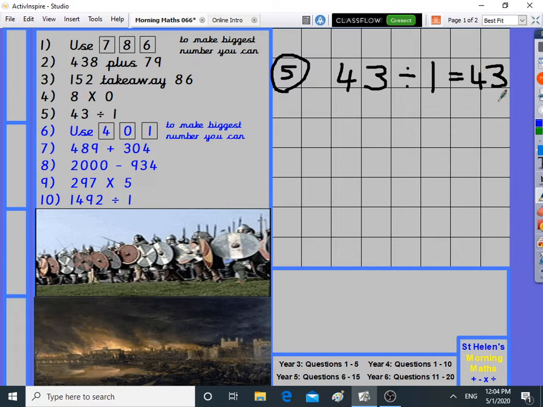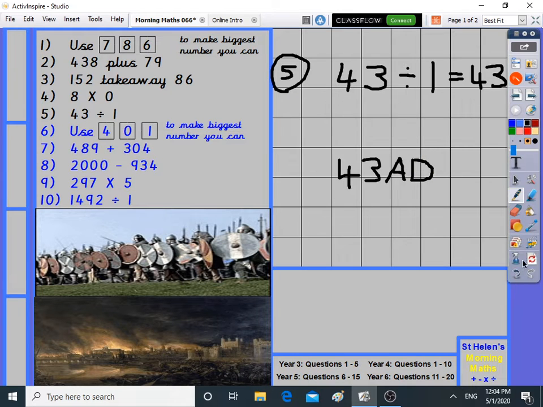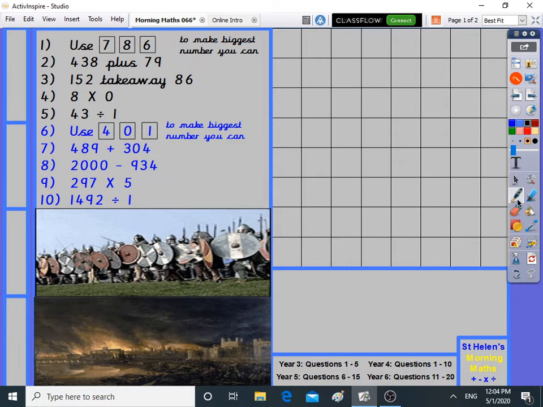I wonder if anyone knows what happened in the year 43 AD in history. 43 AD. It's actually when the Romans invaded Britain. You may have learned about Romans in history, and that's when they invaded Britain, 43 years roughly after Jesus was born. Let's go on to number 6.